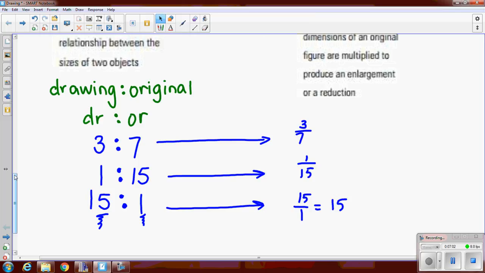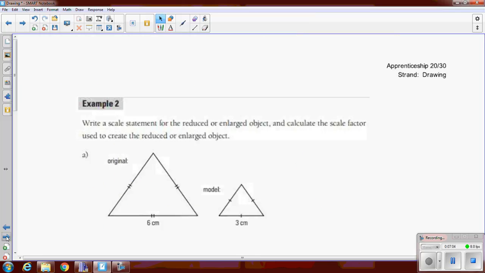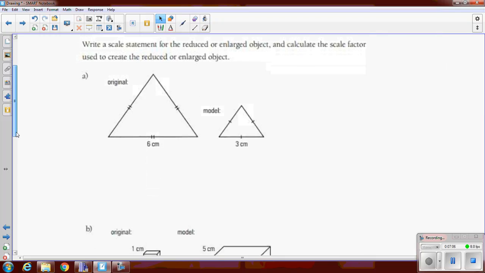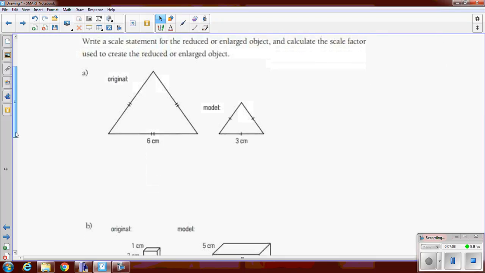Which brings us into our next examples. It says, write a scale statement for the reduced or enlarged object and calculate the scale factor used to create the reduced or enlarged object. So if I look at the words, which are important, this is the model. This is what we're actually drawing. So this is my drawing. The original, well, that's my original.